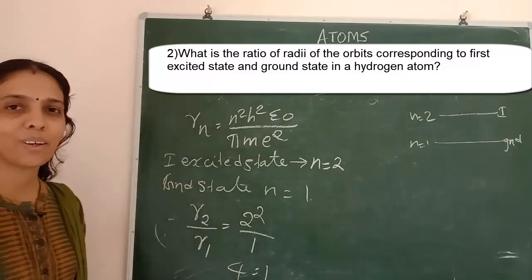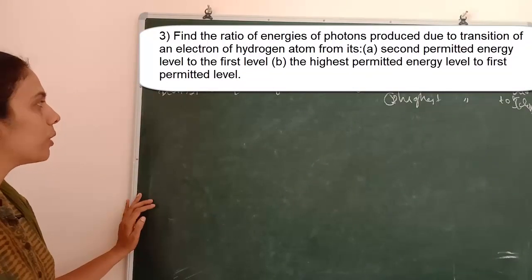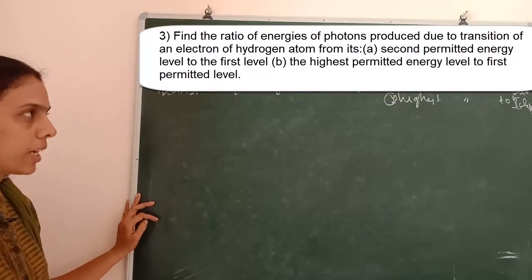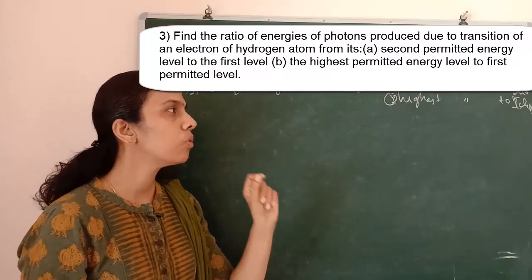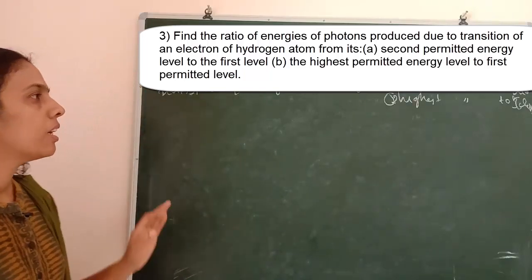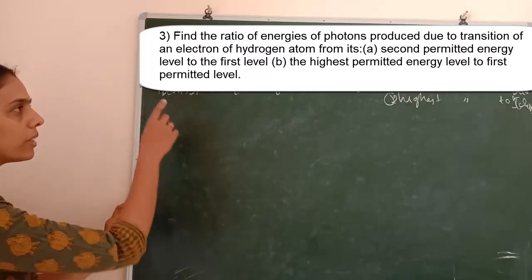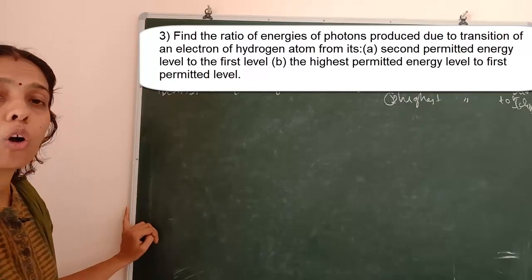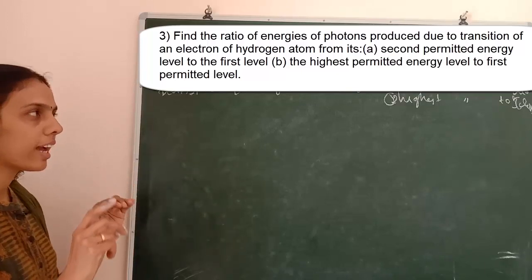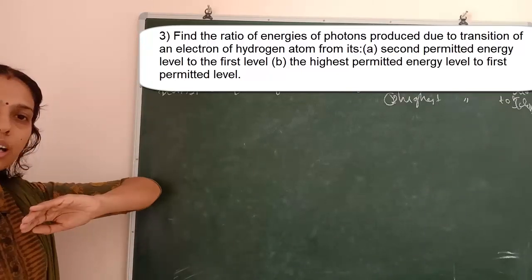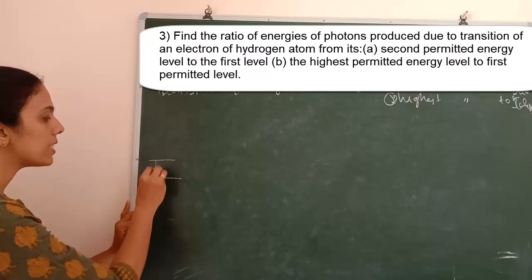Okay, so clear now? So the next one is, find the ratio of energies of photon produced due to transition of electron of hydrogen from second permitted level to first permitted level. Second question is highest permitted level to first level. So we need to find out the ratio of energies of photon produced due to transition of electron of hydrogen.